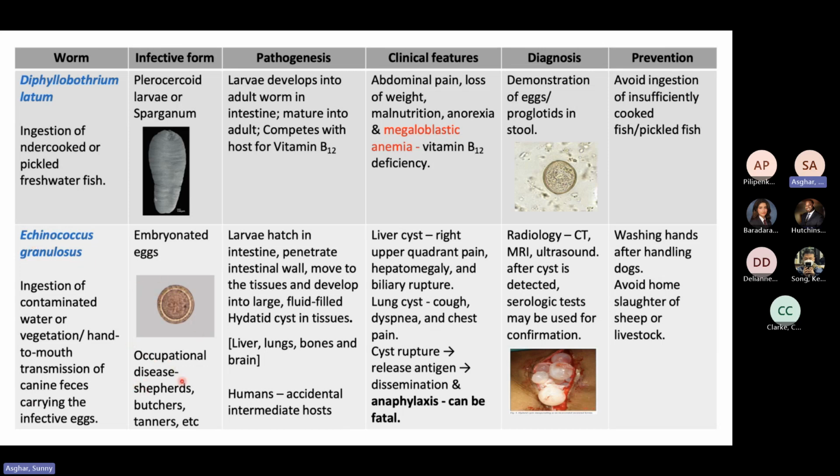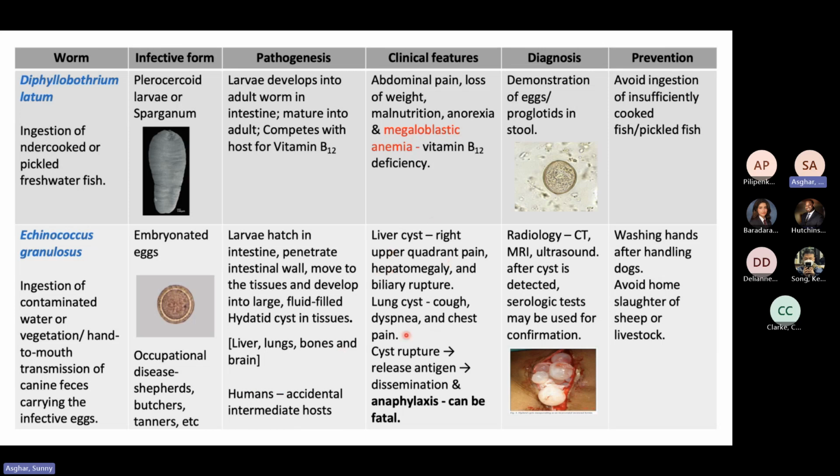But again, this is called an occupational disease in shepherds, butchers, and tanners. This looks like a coin. It literally looks like a coin, and that's one way to remember it. The larvae are going to hatch in the intestine and then move through the tissues and so forth. In humans, they're accidental intermediate hosts because it's not really meant to be human to human, so they just come in the crossfire.